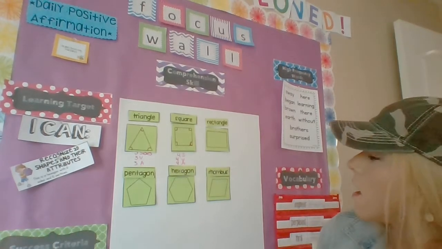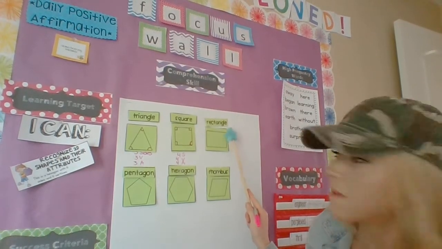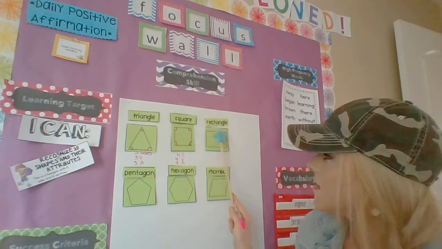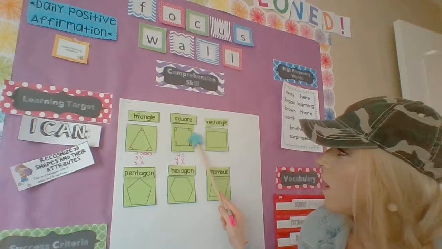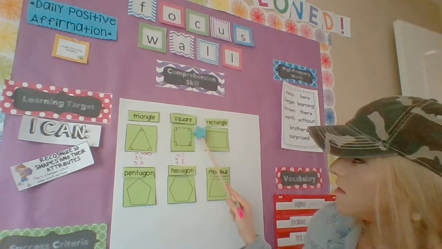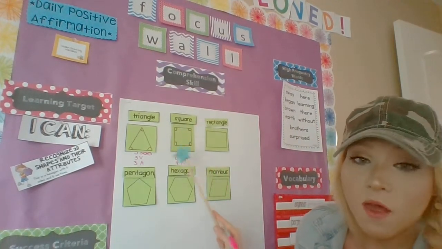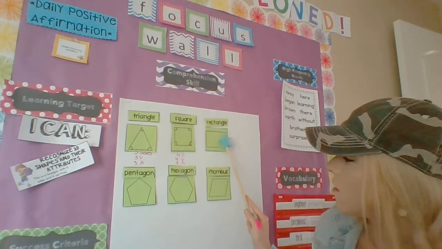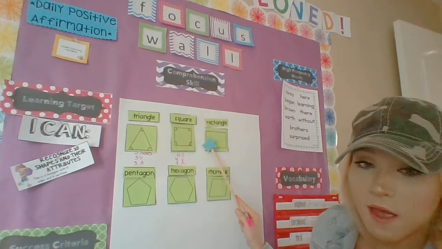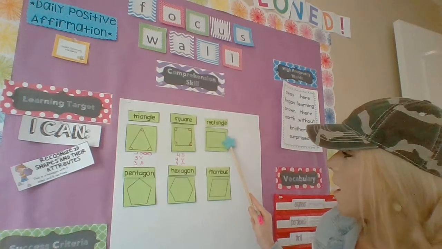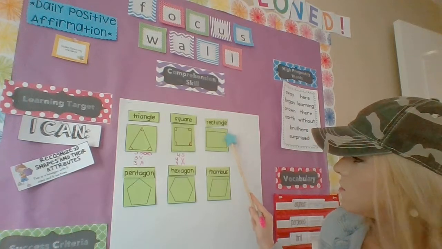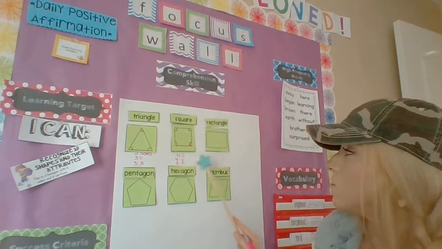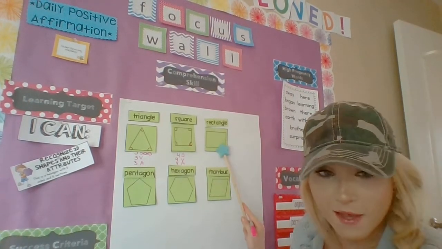Okay, let's do the next 2D shape, a rectangle. It looks very similar to the square, but the difference is, look at the square. All the sides are the exact same length. The rectangle, the top and bottom sides are the same length, but the two sides on the left and right are shorter than these two. So it's a longer shape. So that's how you can tell the difference between a square and a rectangle.